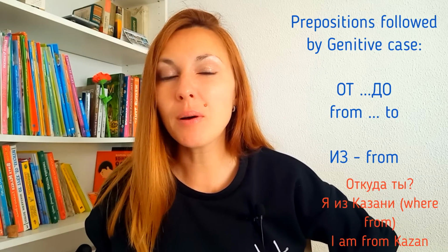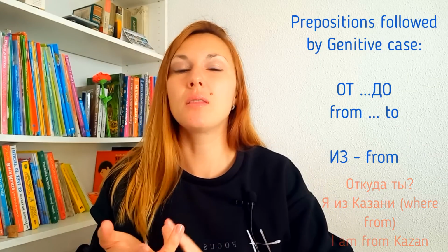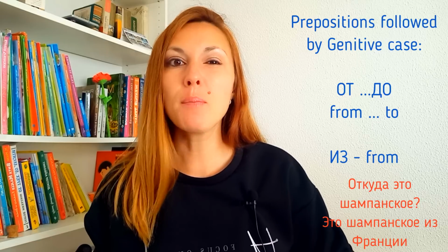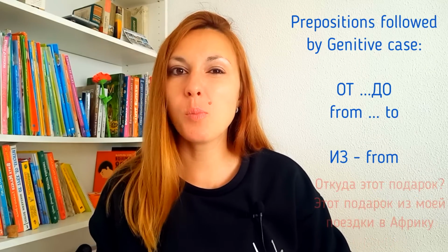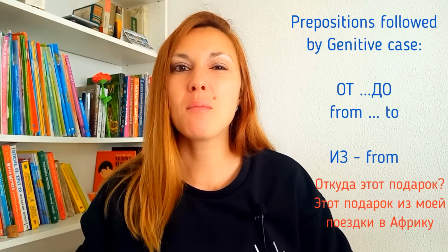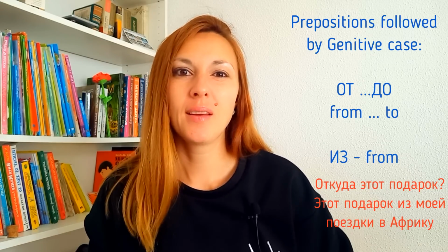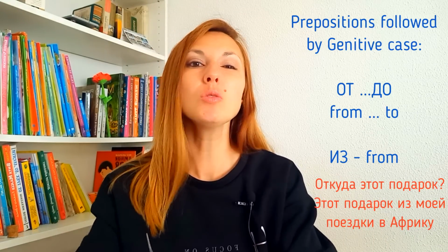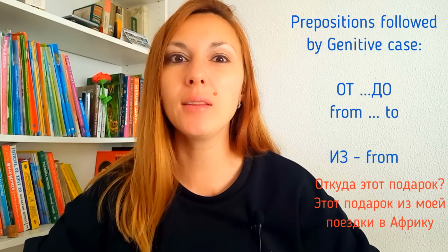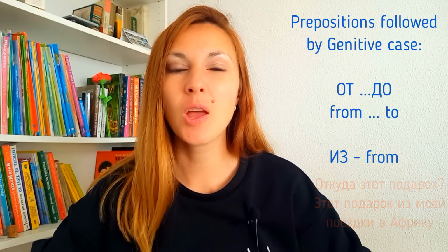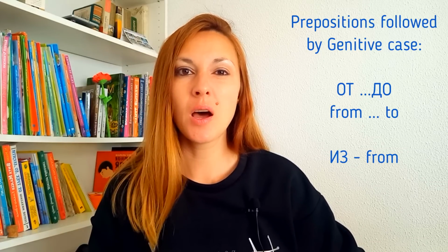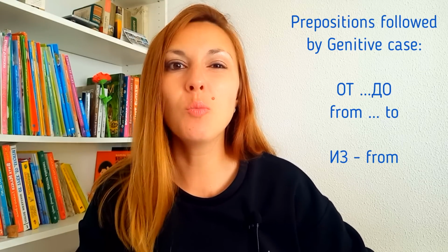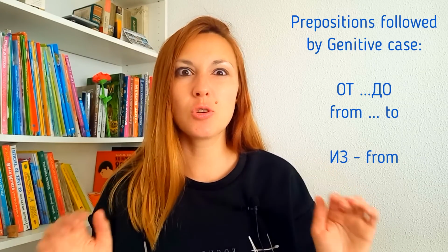And of course, it's not only about people because we can ask about different objects. For example, откуда это шампанское? Это шампанское из Франции. Откуда этот подарок? Этот подарок из моей поездки в Африку. Yeah, you can see that it can be about people, it can be about things, but we always answer the question откуда, where from.